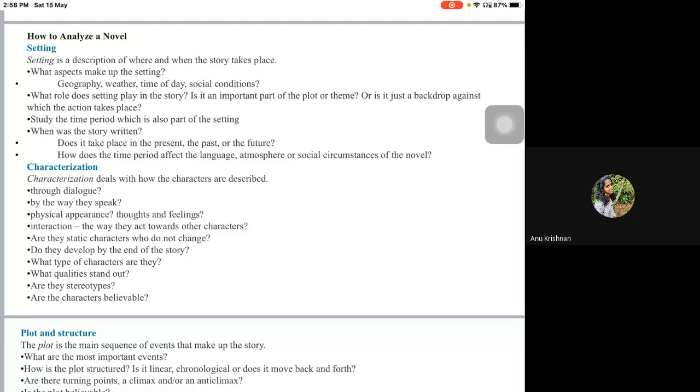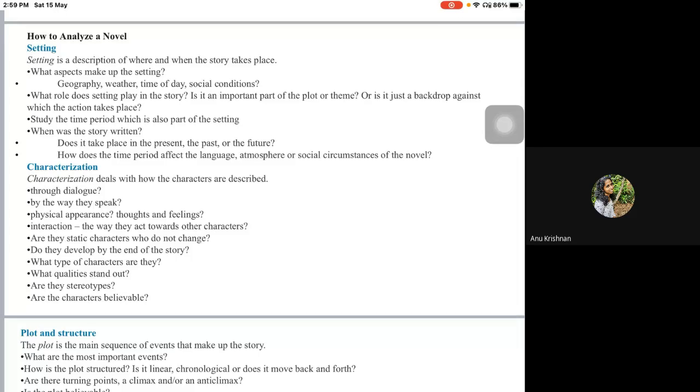Now, they can be described through dialogue, right? The kind of words that they themselves speak. Then the physical appearance, thoughts and feelings, interaction, the way they act towards the other characters. These are like clues that we get, right? Imagine us as detectives, as investigators. You understand things about the characters when you see or hear them speak, when they speak to others, and when we also understand the way in which they think. So all these are indicators of characterization.